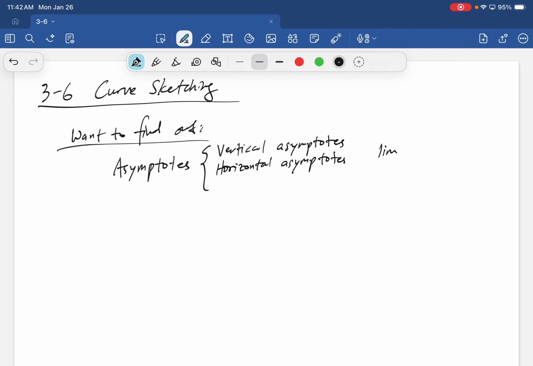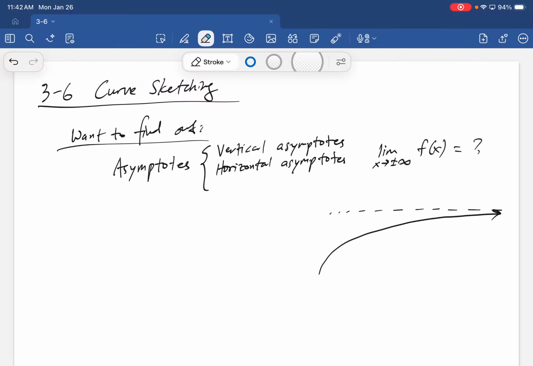So if we write it in limit form, we're interested, as x approaches positive or negative infinity, where does the function approach? Right, as x gets bigger and bigger, where is this function approaching? And if it approaches a certain number, then that's a horizontal asymptote. Right? And we thought about how the degree of the numerator and the denominator affects this asymptote, so hopefully you can refer to your notes to think about that.